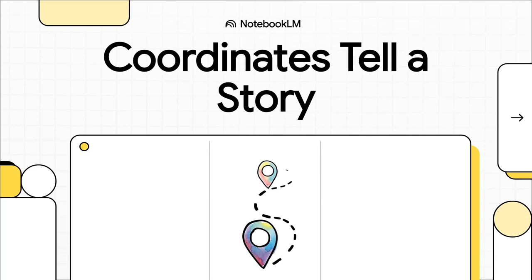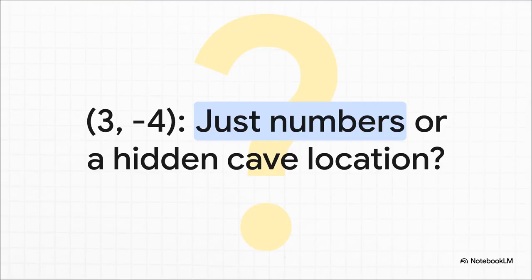All right, let's talk about the secret language that's hiding in plain sight. It's in our maps, our video games, pretty much everywhere. I'm talking about coordinates. And today we're going to uncover the amazing stories that are packed inside just a simple pair of numbers. So, look at this. 3, -4.